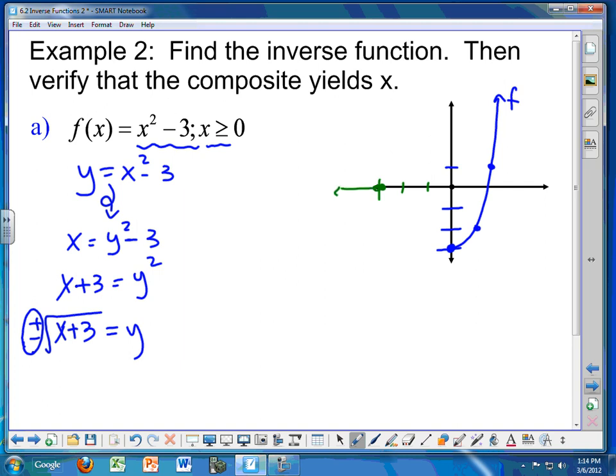And then if we have a point, what would that be, about (1, negative 2), then that would be (negative 2, 1). And so if we were to reflect our graph over, we would see it should look something like this. This should be our f inverse, which would imply the positive half of that sideways parabola.